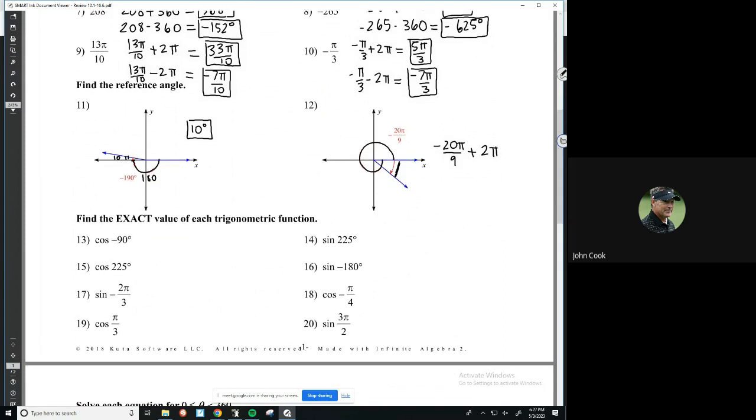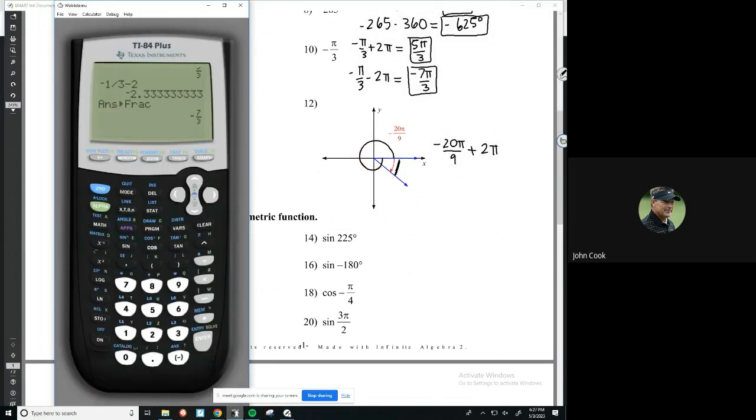So let's use our calculators and find those fractions. So negative 20 over 9, and then plus 2, and convert it into a fraction. So this little part right here is the remainder, negative 2 over 9 times pi. And that's our coterminal angle. It's the shortest angle going to the x-axis.